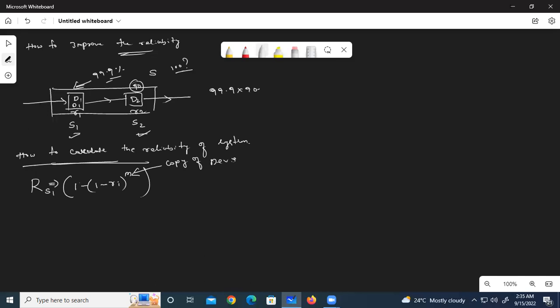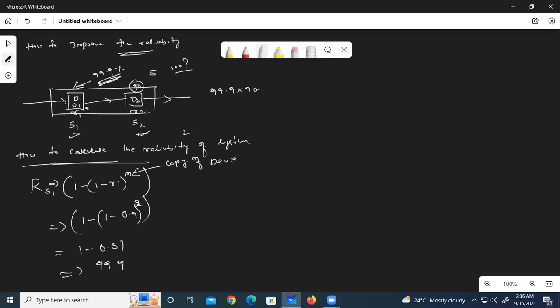Now everybody observe here. For one device, 1 minus 0.9. But here, how many devices did I connect? 2 devices, yes or not? That is the reason why M is equal to 2. Done? Everybody done? So what will you get? Basically 1 minus 0.01, and totally you will get 99.9%. So that is what I said here.